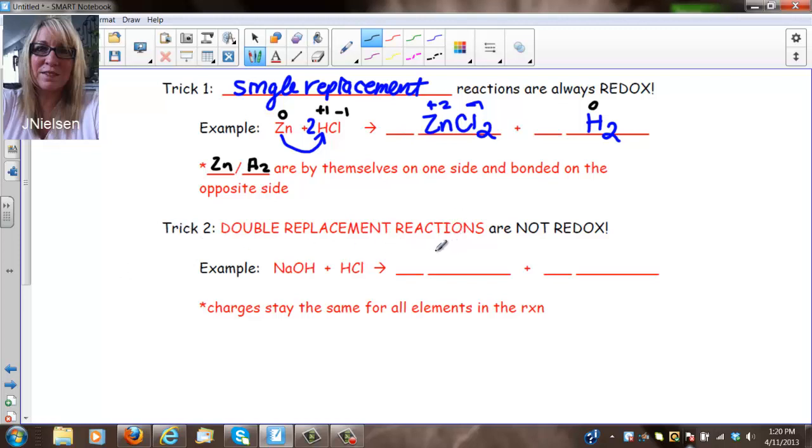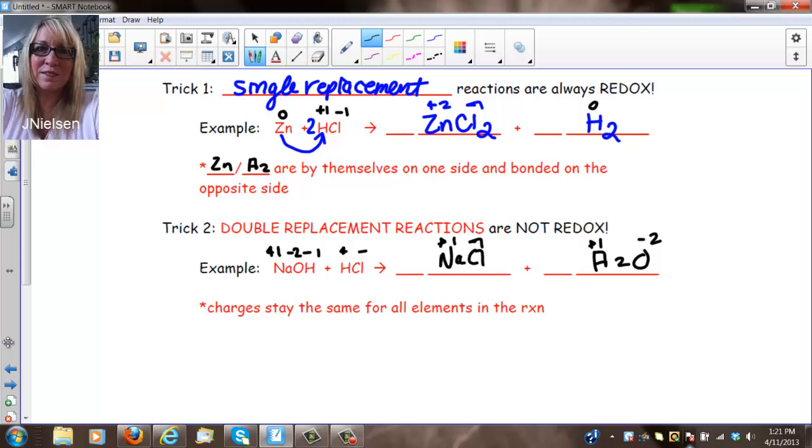Double replacement reactions are not redox. For example, Na is +1, OH is -1, H is +1, Cl is -1. When I regroup, I have NaCl and I have H2O. Na is +1, Cl is -1, H is +1, and I forgot this, O is -2. So you can see that none of the oxidation numbers changed at all. Therefore, we do not have oxidation.